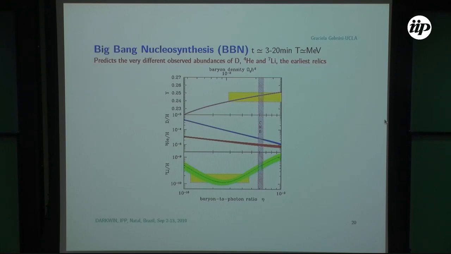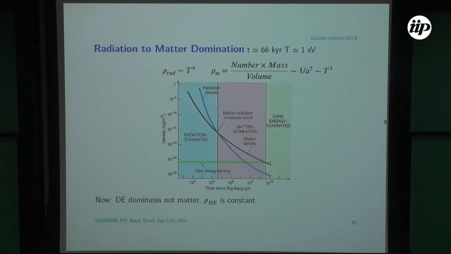So many of the dark matter particles, if we ever discover one, are relics from before this epoch. And we will try to use them also for sterile neutrinos, axions, etc. They will be the earliest relics in many cases.